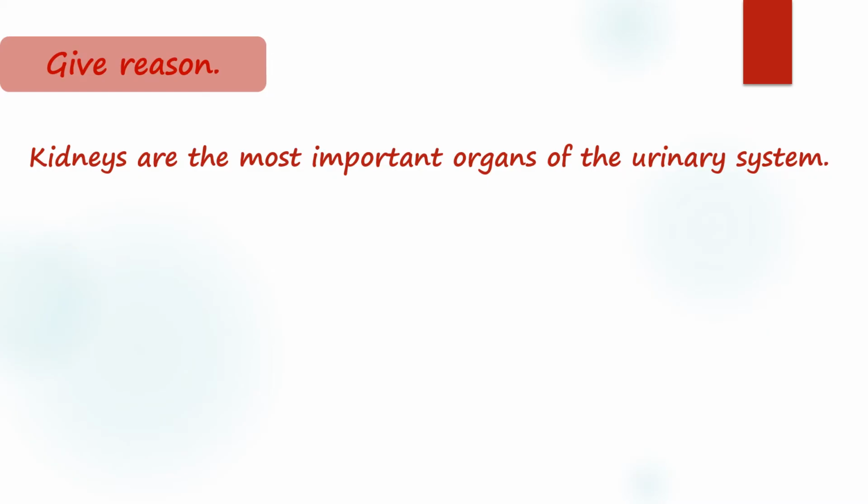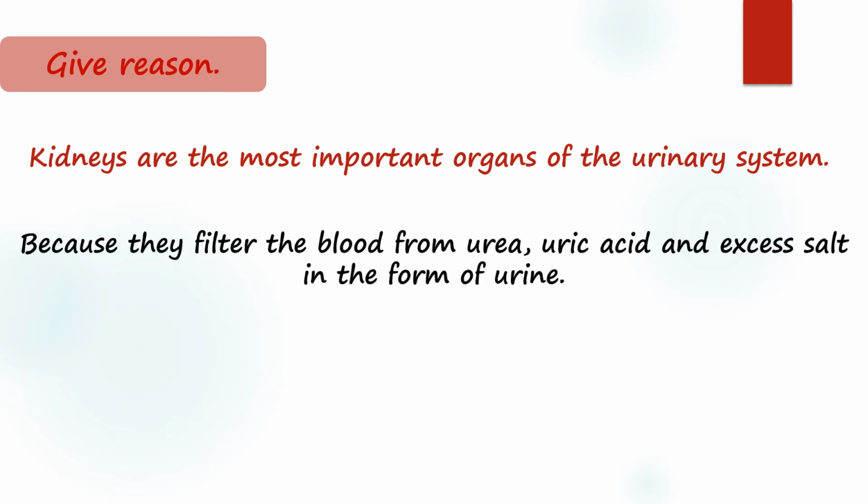So give a reason why the kidneys are the most important organs of the urinary system. Because they filter the blood from urea, uric acid, and excess salt in the form of urine. So when I tell you why any organ is very important, you have to tell me the function of this organ.